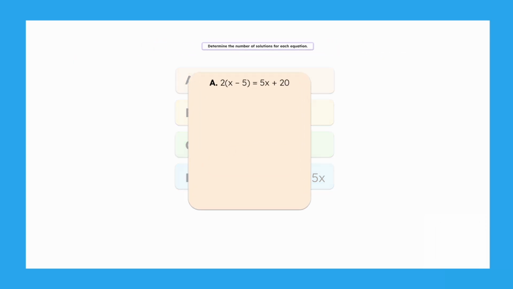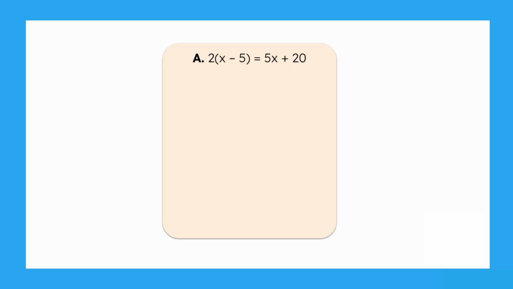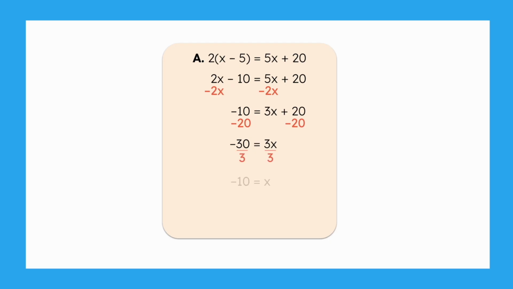Equation A is 2 times the quantity x minus 5 equal to 5x plus 20. I started by simplifying, distributing this 2 to get 2x minus 10 equals 5x plus 20. Next, I subtracted 2x from both sides, and then I subtracted 20 from both sides to get -30 equals 3x. Finally, I divided both sides by 3 and found that there is exactly one solution for x. X equals -10.